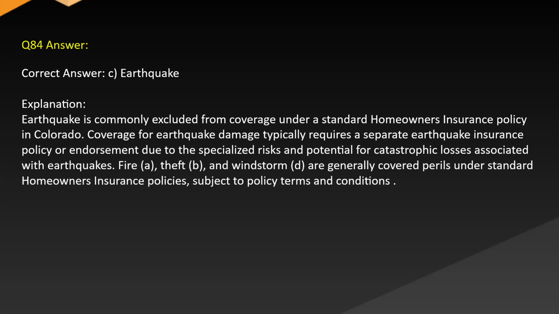Correct answer. C. Earthquake. Explanation. Earthquake is commonly excluded from coverage under a standard homeowners insurance policy in Colorado. Coverage for earthquake damage typically requires a separate earthquake insurance policy or endorsement due to the specialized risks and potential for catastrophic losses associated with earthquakes. Fire (A), theft (B), and windstorm (D) are generally covered perils under standard homeowners insurance policies, subject to policy terms and conditions.